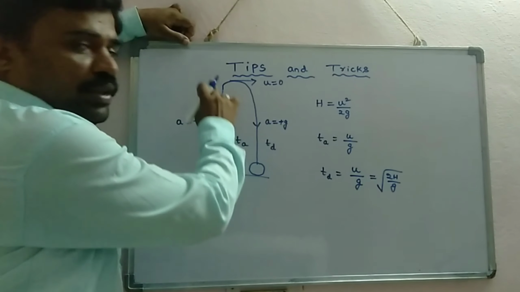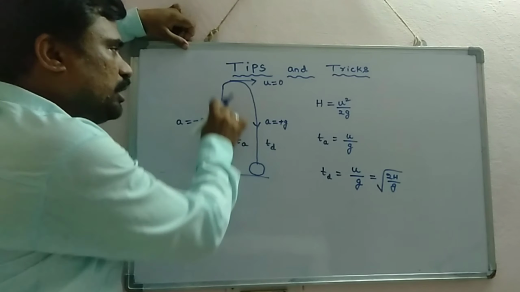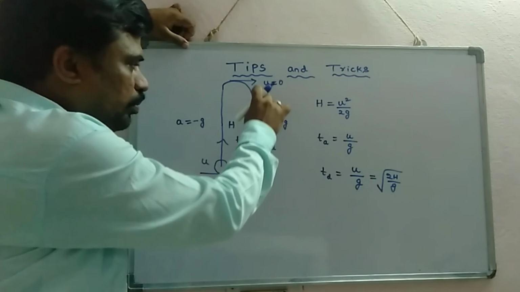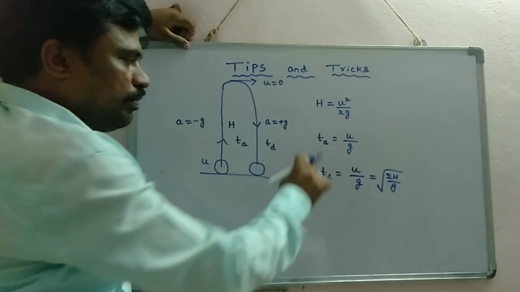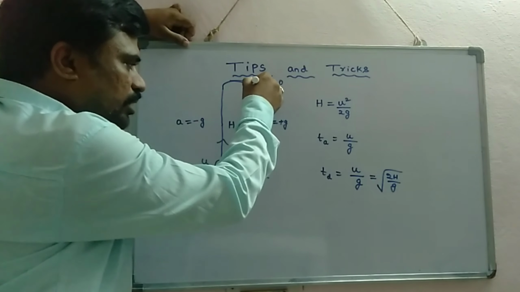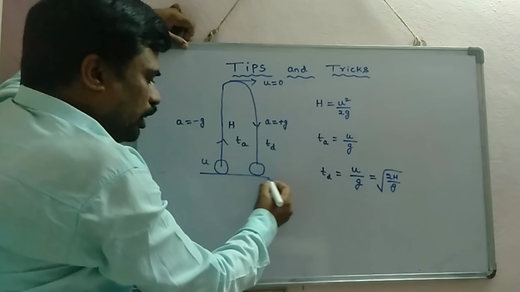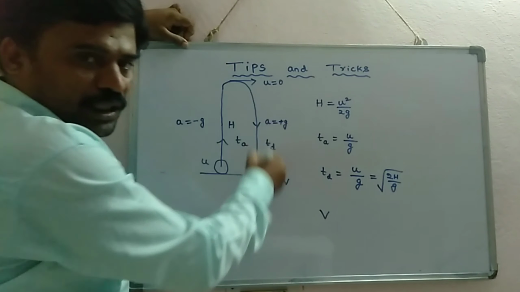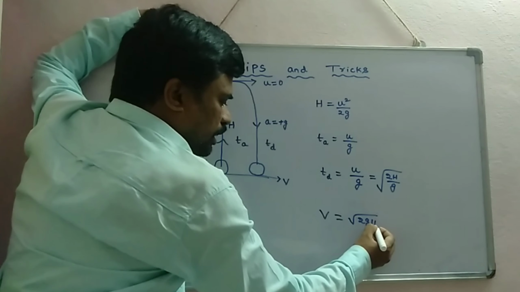So what is time of ascent? Time of ascent means the time taken by the body to reach the maximum height. What is time of descent? The time taken by the body to reach the ground from the maximum height. And the formulas are like this. The body has freely fallen and it has hit the ground with some velocity. With what velocity has it hit the ground? The velocity on reaching the ground, the formula is under root 2gh.